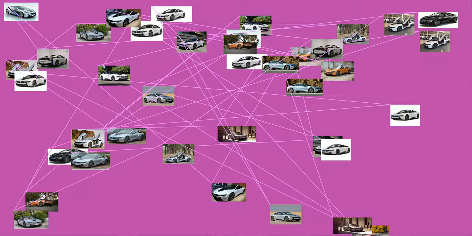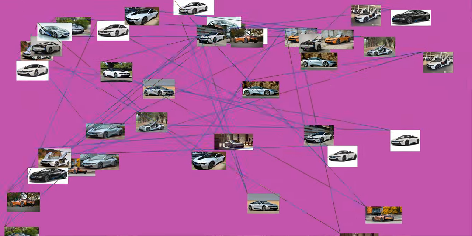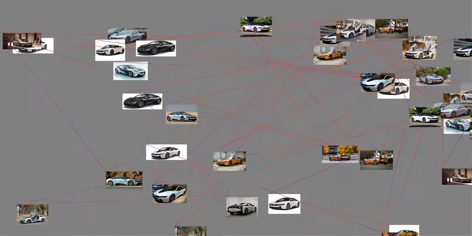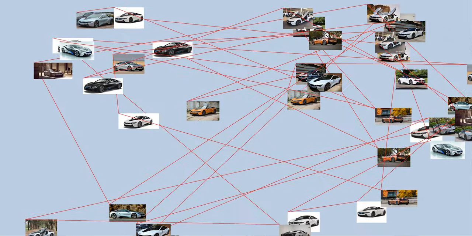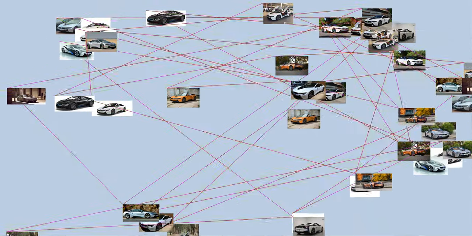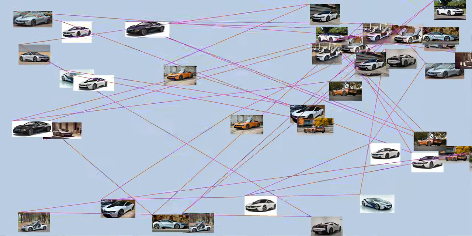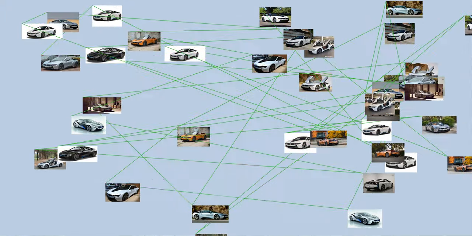BMW i8 Concept, 2011. BMW i8 Concept exhibited at the 2011 International Motor Show Germany. The BMW i8 Concept plug-in hybrid electric vehicle includes an electric motor located in the front axle powering the front wheels rated 96 kW, 131 PS, 129 HP, and 250 N·m, 184 lb·ft.